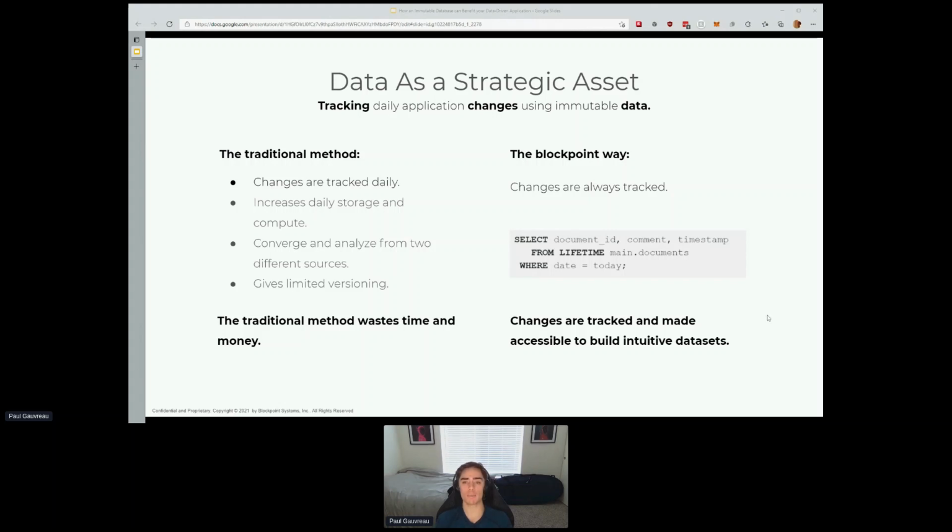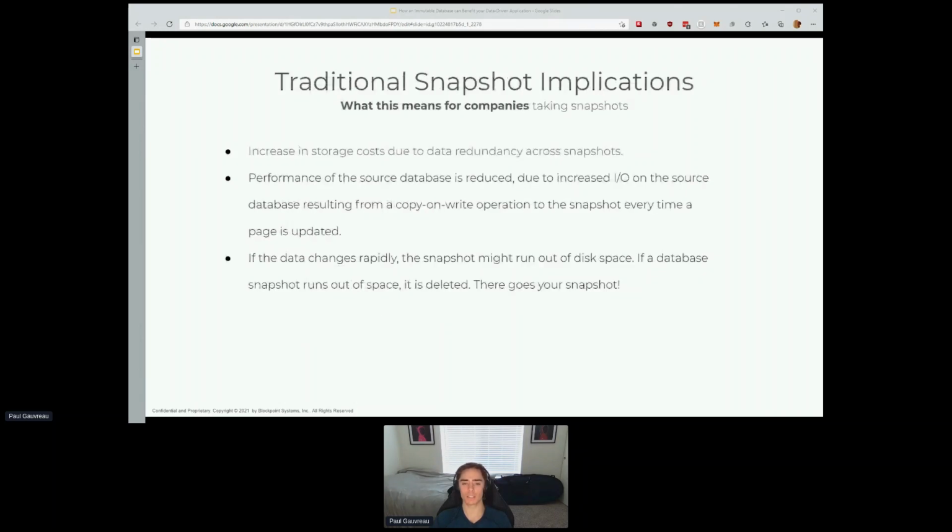But in MDB, the BlockPoint way, because everything's built in and it's an append only database, and it's a multi-version system, all changes are tracked. So accessing previous versions of the system is as simple as setting your transaction time or adding this lifetime keyword to a select statement and looking at when a record was deleted, when it was modified, what the previous version was. And that brings us to traditional snapshot implementations.